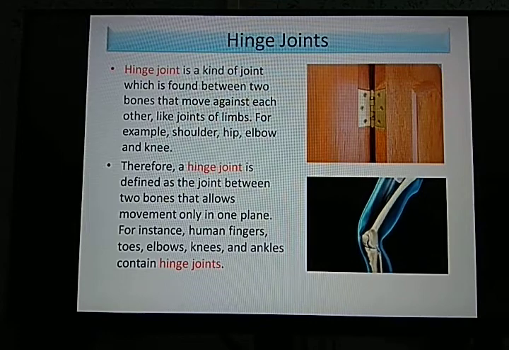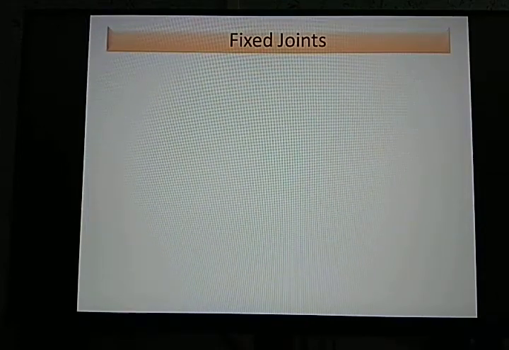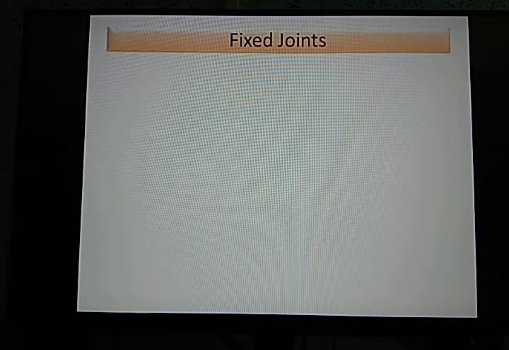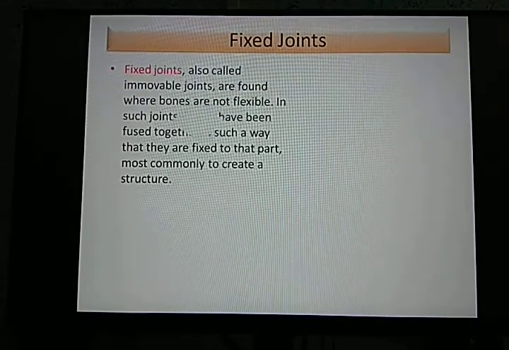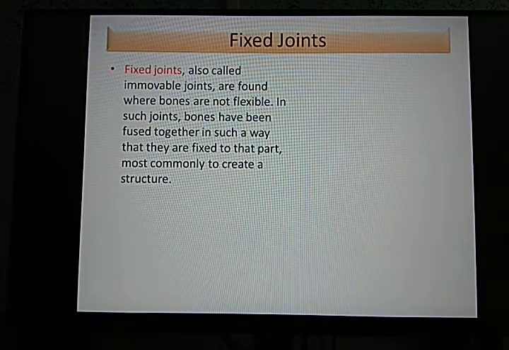Next, fixed joints. Now, the name itself says fixed. That means we cannot move it, or it is immovable. So let us see what kind of joints are fixed joints. Fixed joints are the immovable joints that are found where bones are not flexible. In such kinds of joints, bones have been fused together in such a way that they are fixed to that part, most commonly to create a structure.